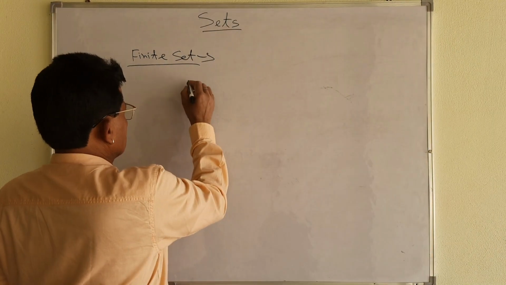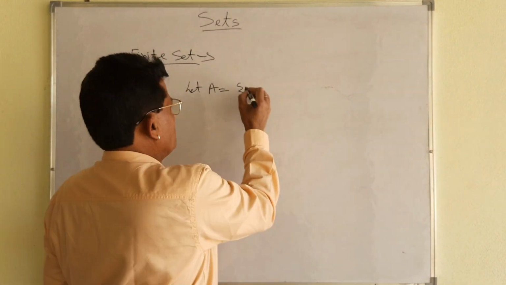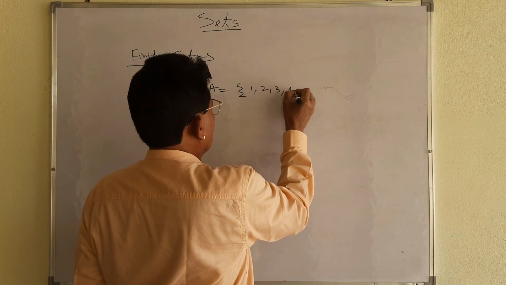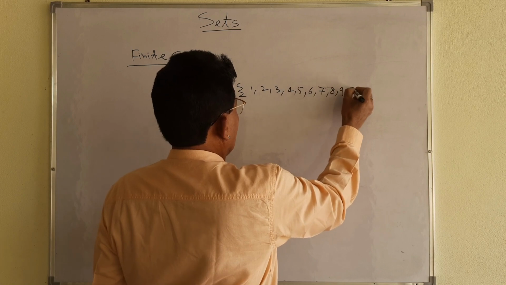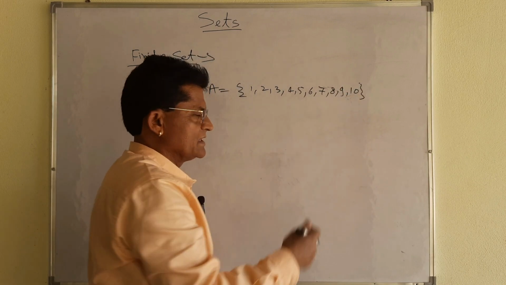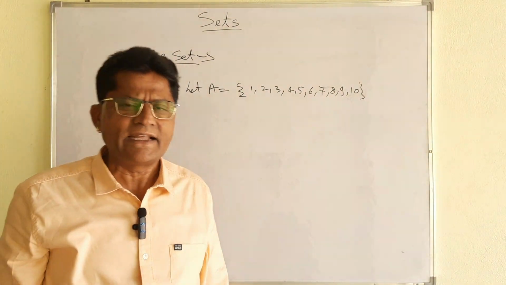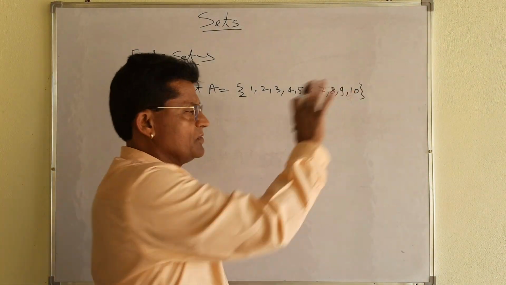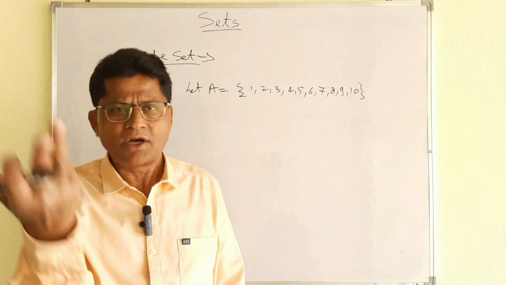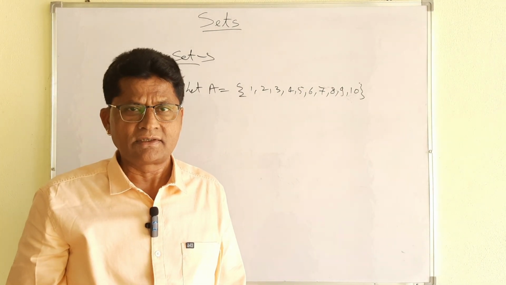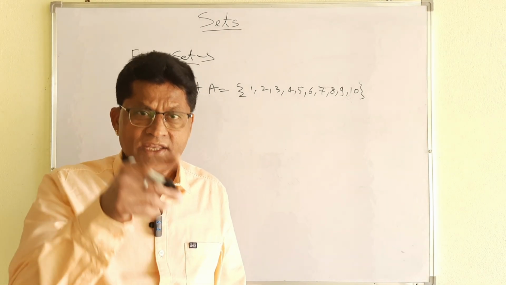Let me take the example. Suppose I am taking 1, 2, 3, 4, 5, 6, 7, 8, 9, and 10. This is a finite set. You can count all the elements. These are the natural numbers from 1 to 10. Number of boys in class 11, you can count easily. That will also be a finite set. Number of girls studying in class 11 in your school.